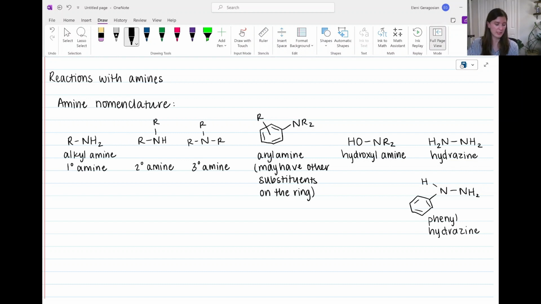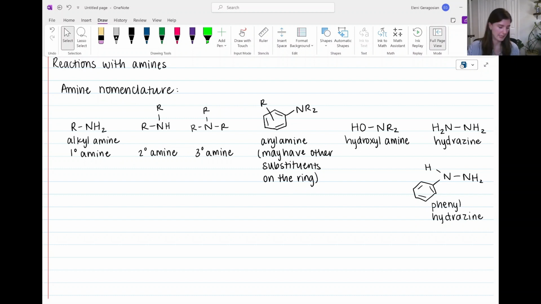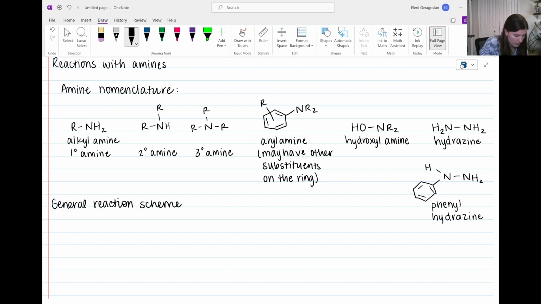So here's some amine nomenclature, and before going through the mechanism, we'll look at the reaction scheme of aldehydes and ketones with amines, a couple of examples, and then the mechanism. So here's a general reaction scheme. And we'll show the reaction scheme with primary amines. So we can start with an aldehyde or ketone.